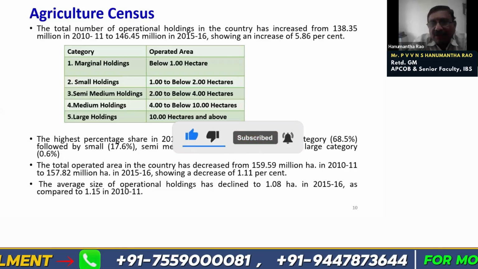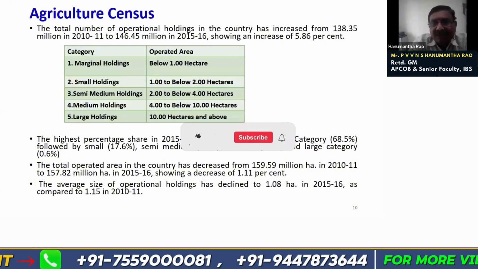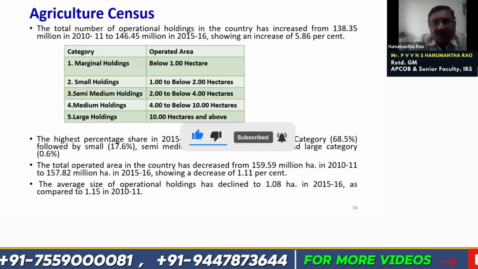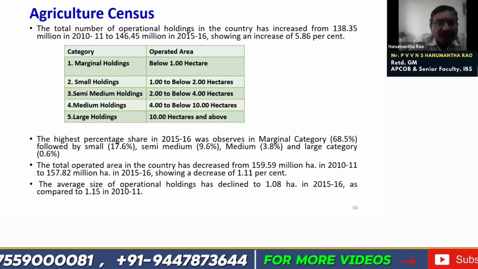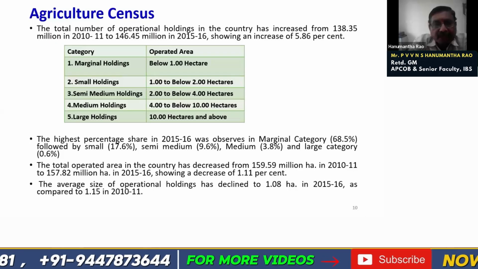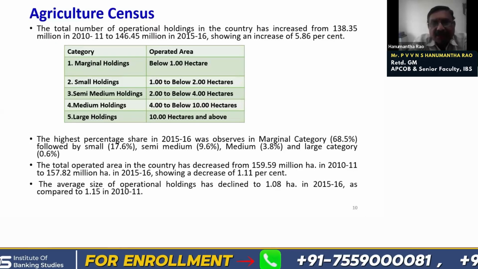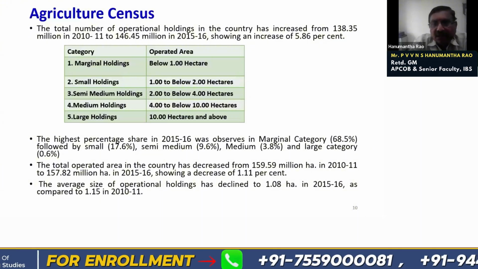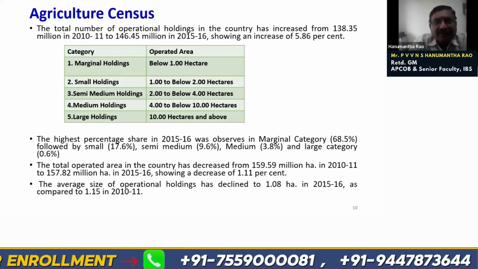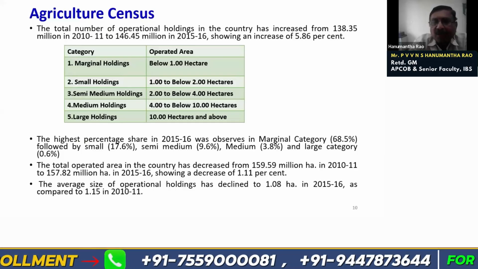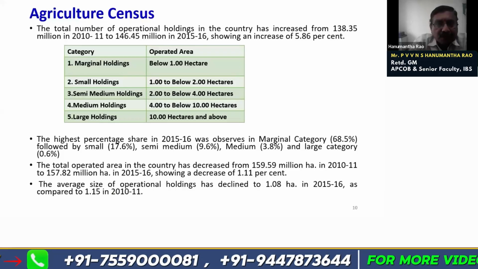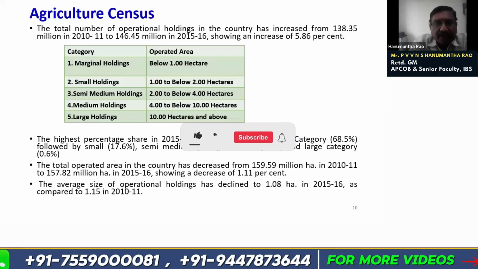Operational holdings means the agricultural lands. Agricultural lands have increased from 138.35 million to 146.45 million. Friends, here we have to remember this criteria. Definitely in the examination, certainly they will ask at least one question from this table. So marginal holdings, operated area below 1 hectare. Hectare means 2.5 acres. So marginal holding means below 1 hectare.